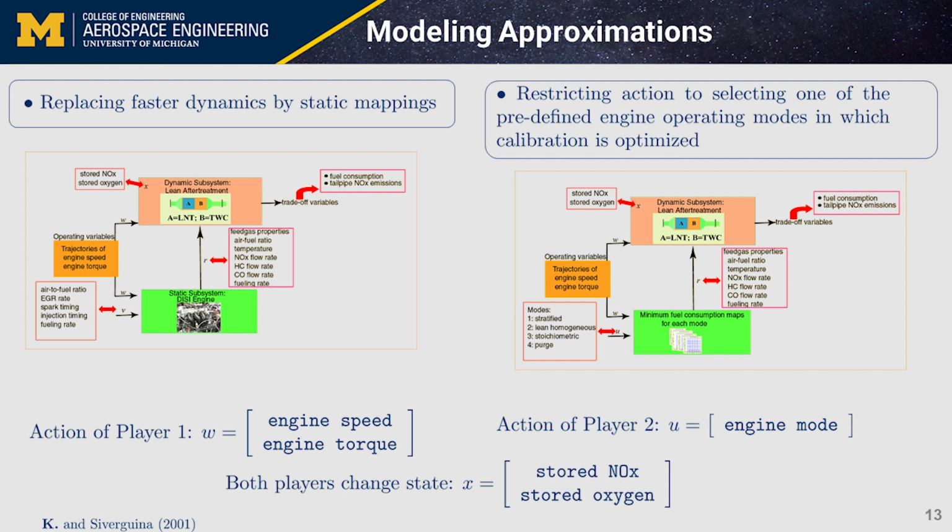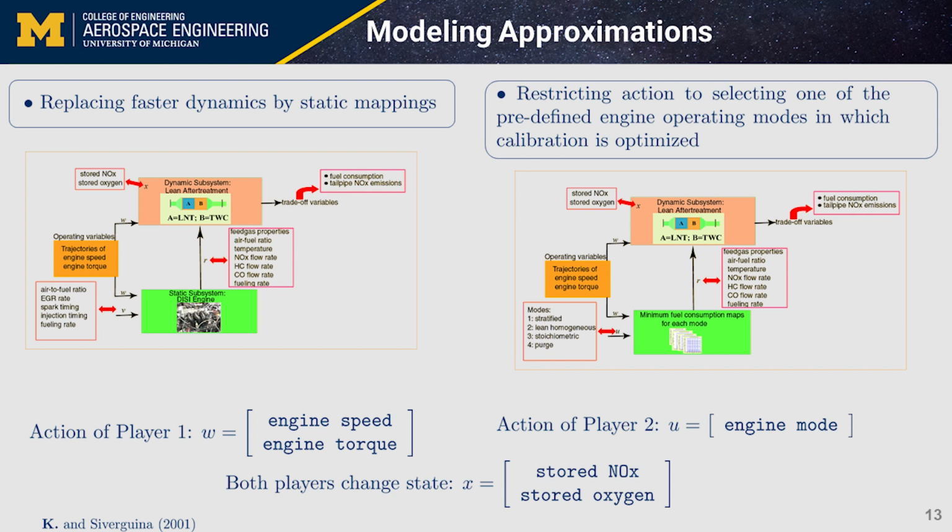So you need to reduce the model complexity, and we've done a number of simplifications, such as taking faster dynamics in the system, consisting of the engine and the after-treatment system, and replacing it by static mappings. So the engine actually was a faster subsystem, and we replaced it by a static relation that would go from inputs, such as air-fuel ratio, EGR rate, spark timing, and so on and so forth, to outputs, which would be, for example, emissions and temperature. This would be just a static mapping. And so then the states would be really the amount of oxides of nitrogen we store in the lean-NOx trap, as well as oxygen that we store in the catalyst and in the trap. There is also storage behavior of oxygen in the system.